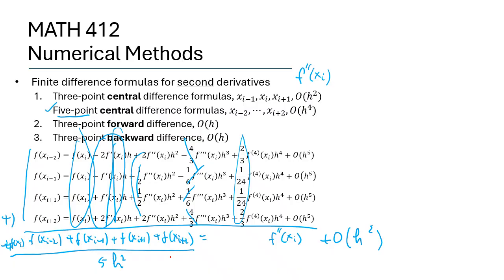Here's the 3-point central formula. We have big O of h squared, and this 5-point central difference formula we also just get. This formula sounds like it's good.